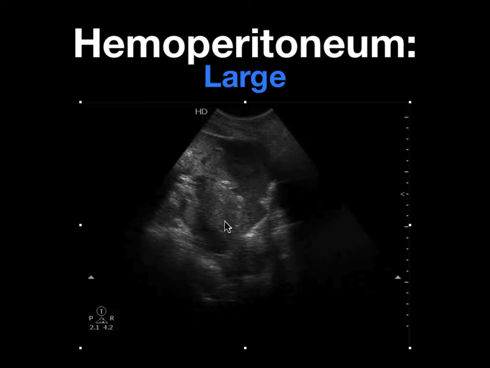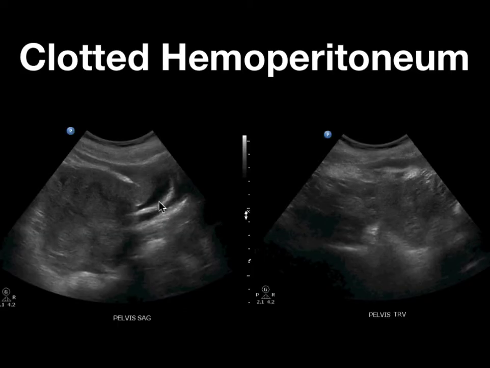It could also be possible that this patient could have hemorrhage due to rupture of a corpus luteum cyst, but regardless, this patient has a large volume of hemoperitoneum and is going to require surgical intervention. Here's a patient that had a ruptured ectopic and had a large volume of clotted hemoperitoneum.